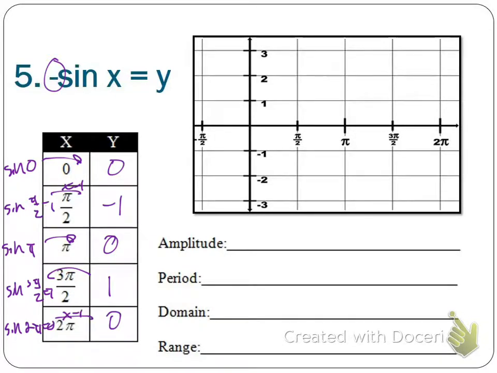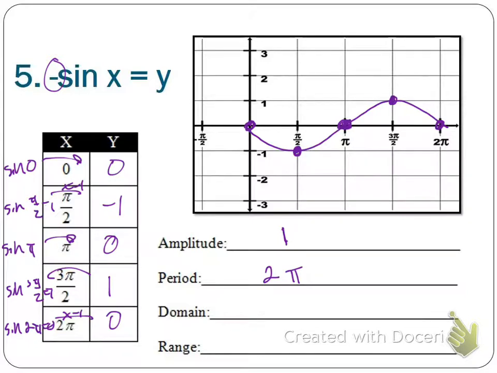Right? So again, we plot those points, 0, 0. Pi over 2 now goes with -1. Pi goes with 0. 3 pi over 2 is +1. And then we're back down here to 0. And so, as you see, the cycle is still the same length, 0 to 2 pi. So our period is still 2 pi. Our amplitude is still 1 because that's the distance of our highest peak or our lowest valley. Could be another way to look at it.